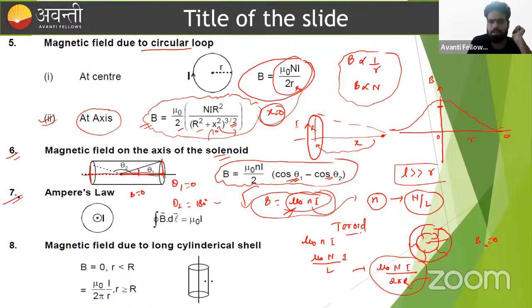Next one is Ampere's law. What is Ampere's law? Ampere's law is just an analogy, a similar type to Gauss's law, which has great importance in electrostatics.